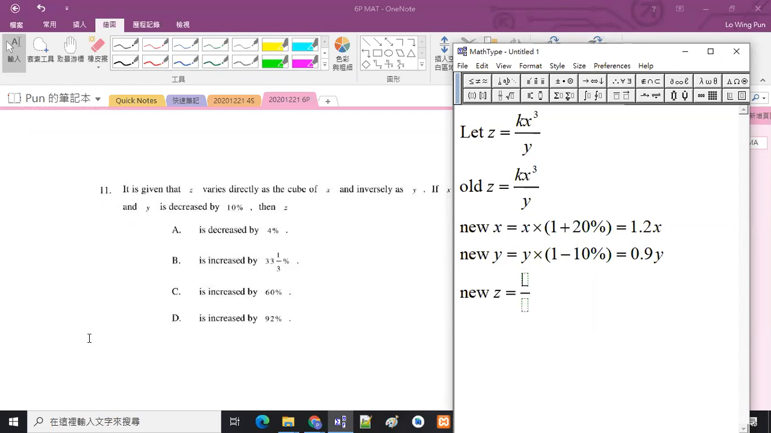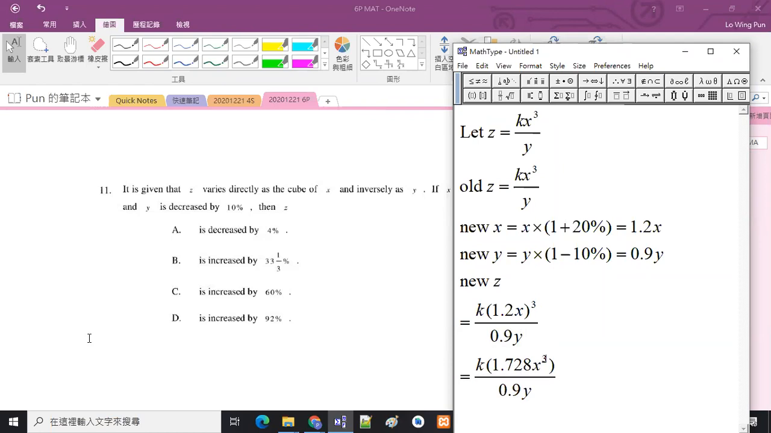And then after having new x and new y, we can calculate our new z. New z is by putting the new x and new y into our formula of z. So it should be k times the x cube becomes 1.2x and then bracket cube. The new y, okay, the y becomes the new y, then 0.9. Can you get this? And it is equal to, so just do the calculation on the numbers. So it should be k times 1.728x cubed over 0.9y.